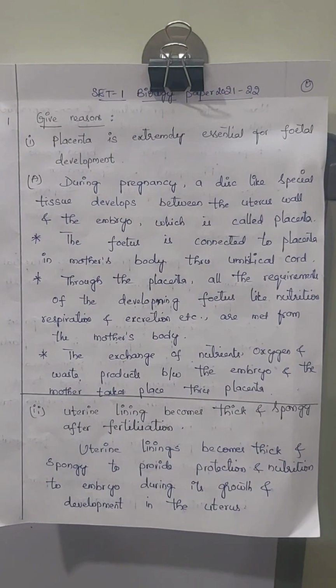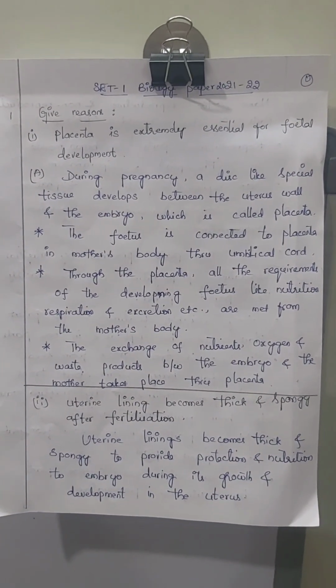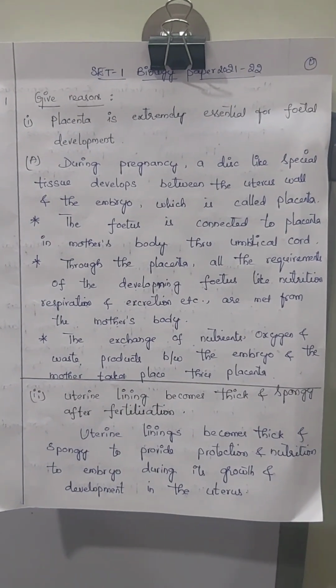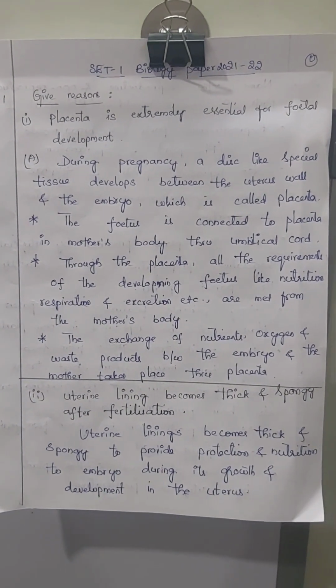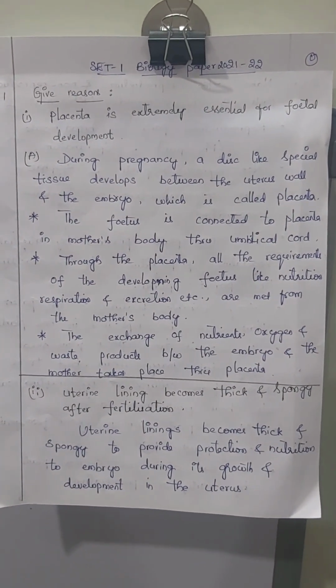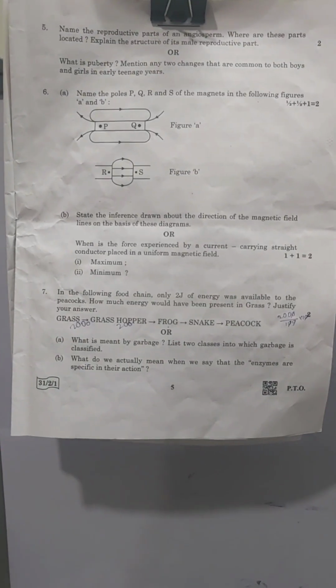And the second question is, uterine lining becomes thick and spongy after fertilization. The reason is, the uterine lining becomes thick and spongy to provide protection and also nutrition to the growing embryo during its growth and development in the uterus.